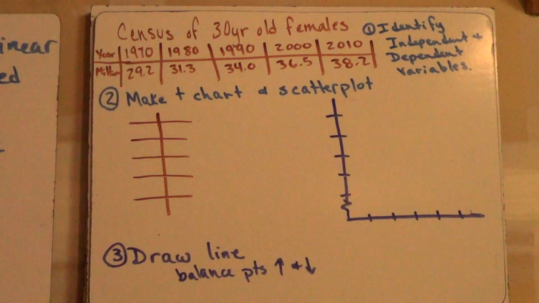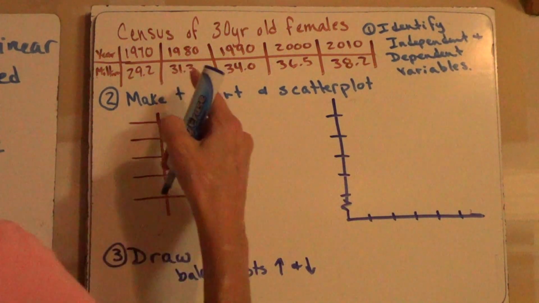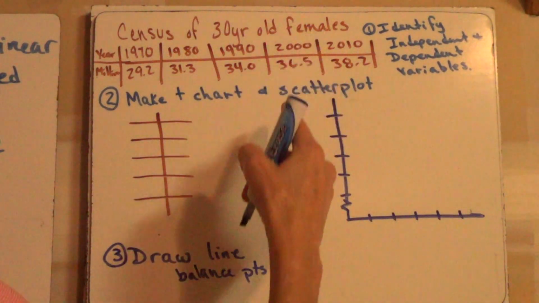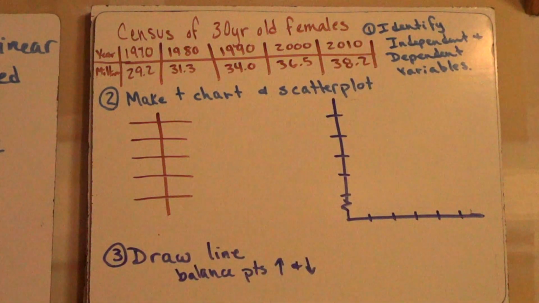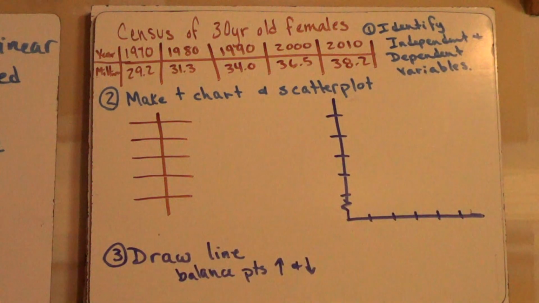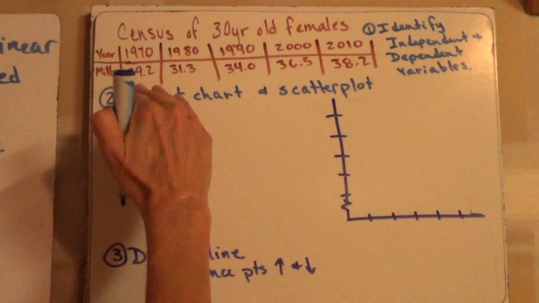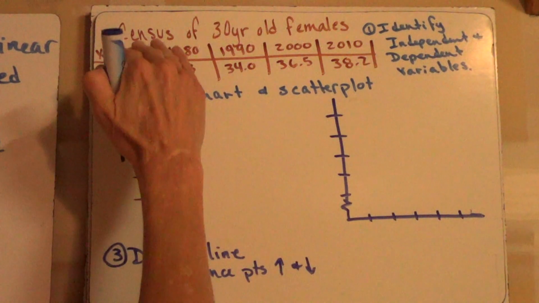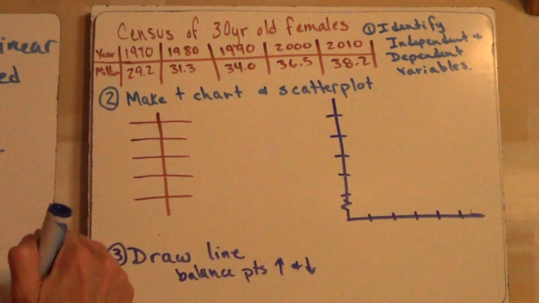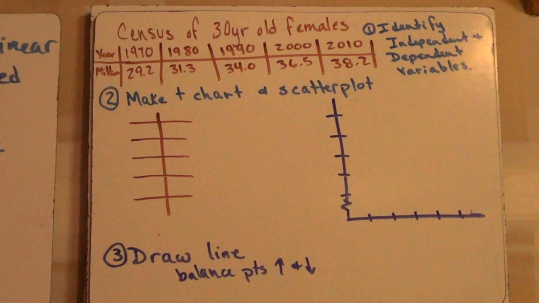Here's a census of 30-year-old females. 1970, there were 29.2 million. 1980, 31.3. 34 in 1990, 36.5 in 2000, 38.2 in 2010. First, we need to identify the independent and the dependent variables. Obviously, the number of females is not deciding the year. Okay? Time generally is our independent because time doesn't get affected by conditions.